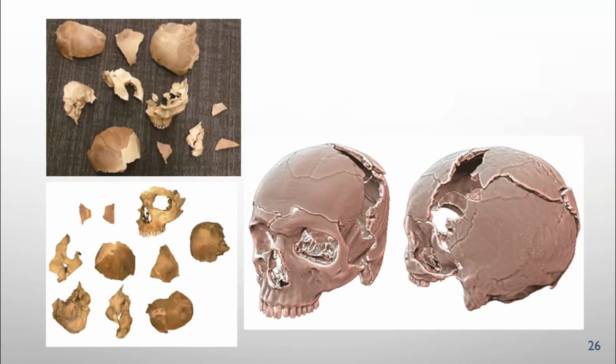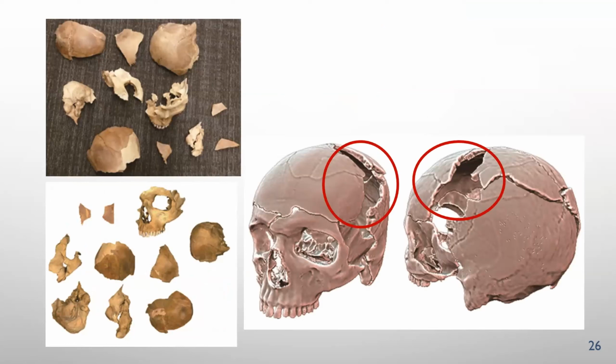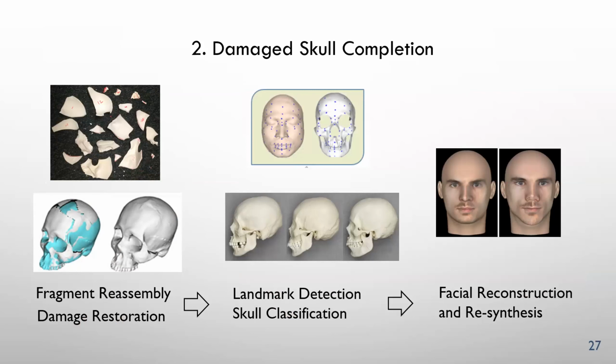So after fragment reassembly, the restored skulls are often incomplete. Here, in this case, these regions of the skull were damaged by a gunshot, and those pieces were not found. So we need a program to help us repair this damaged region and restore the complete skull. So we go to the next step, the skull restoration, the completion.